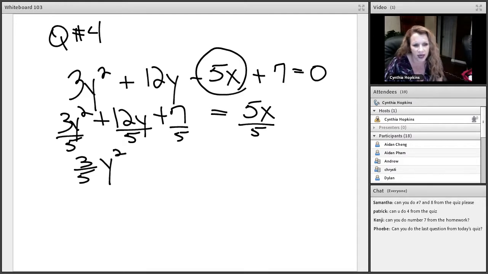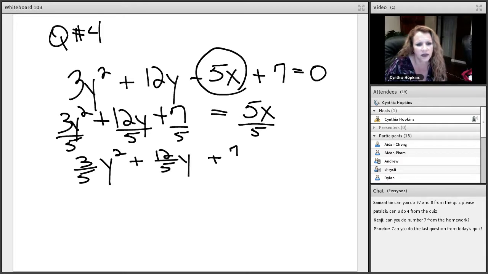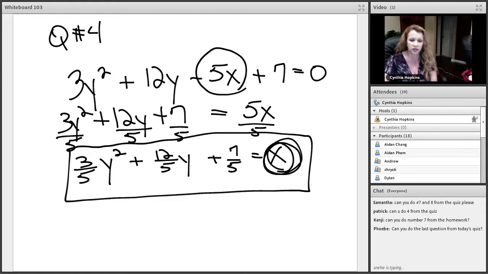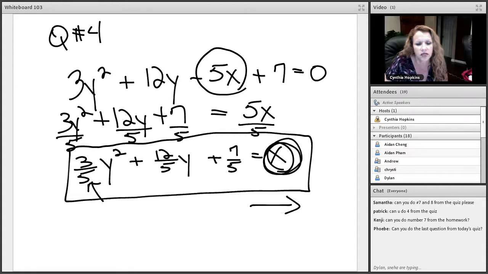So this is ay squared plus by plus c, my b is 12/5 times y, and then my c is 7/5, and that equals x. So the fact that the x is all alone and the one that is not squared tells me this is opening in the x direction horizontally, either left or right. So next I look at my a, which is right here, positive 3/5, and that tells me that this parabola is opening to the right.